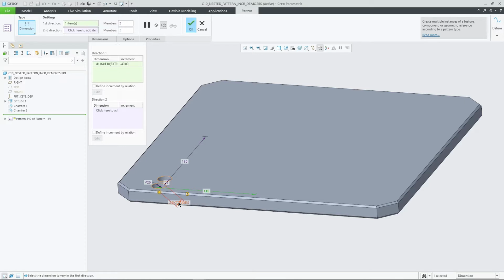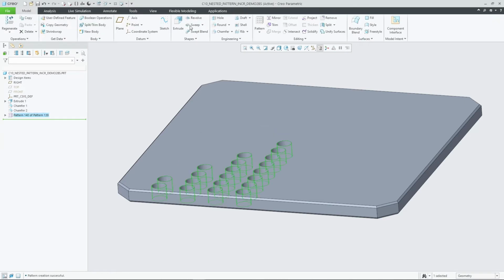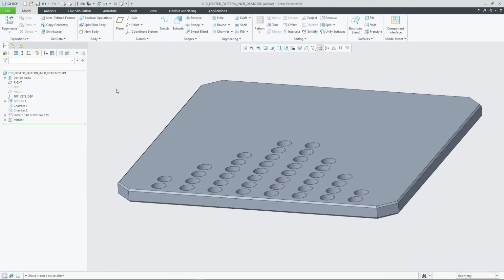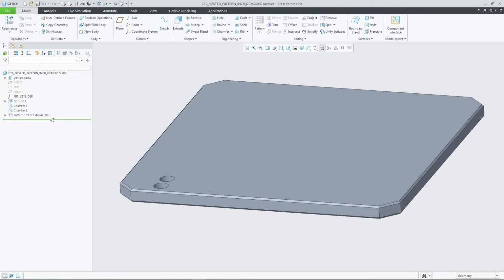The second demonstration shows the creation of a symmetric pattern of holes. The pattern feature incrementally increases the number of pattern instances by the defined increment of 2. Then a mirror operation is used to reflect the pattern about the center datum plane.